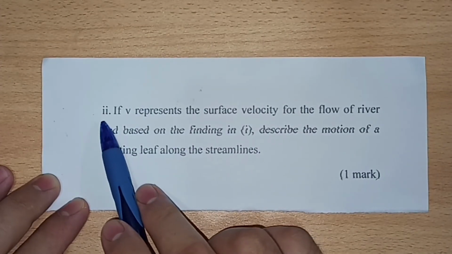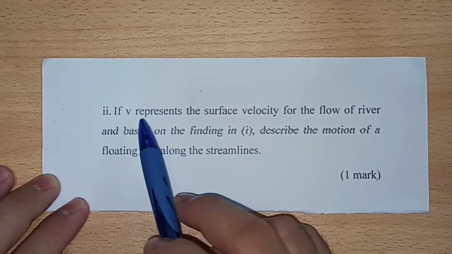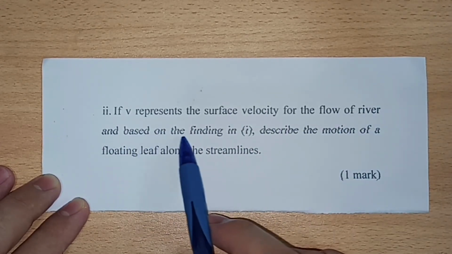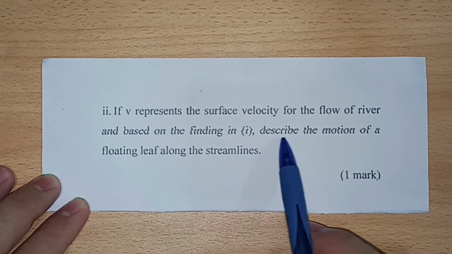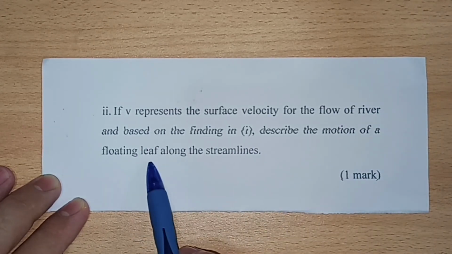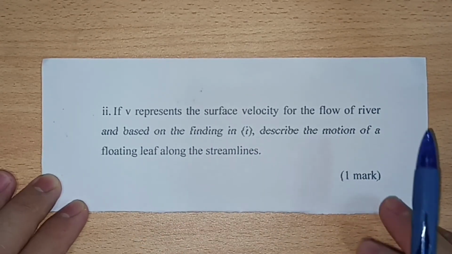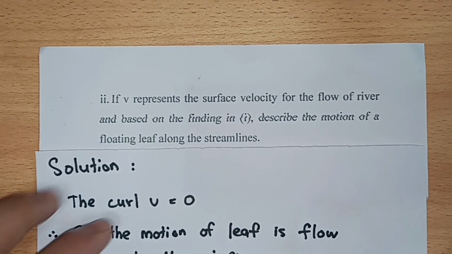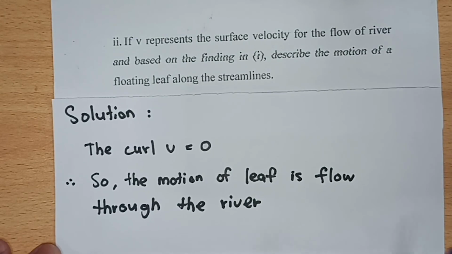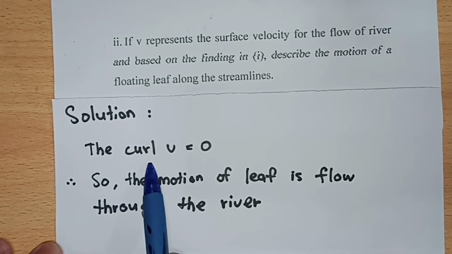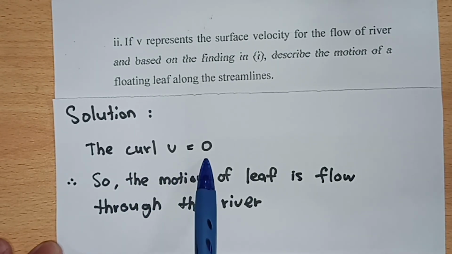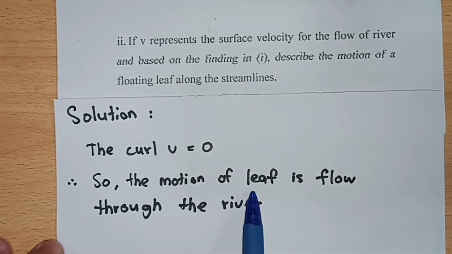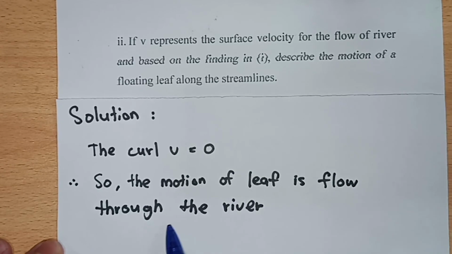Okay, for question 2 Roman, if V represents the surface velocity for the flow of a river, and based on the finding in 1 Roman, describe the motion of a floating leaf along the streamlines. So the answer is, we have found that curl V is equal to 0. So we can say that the motion of the leaf is to flow through the river.